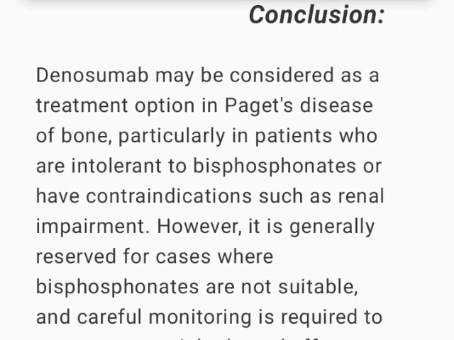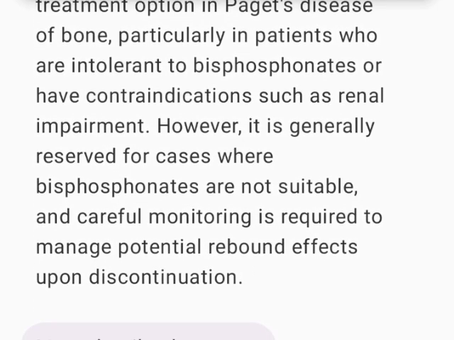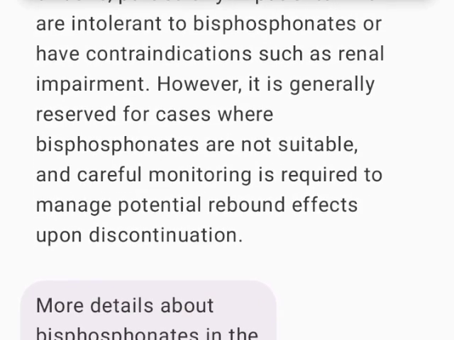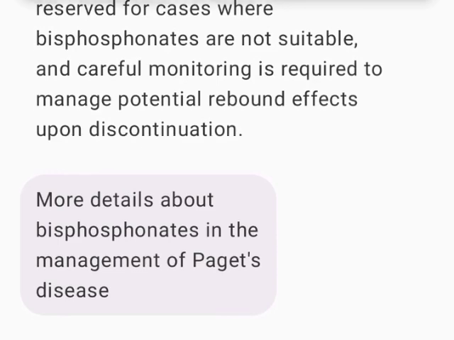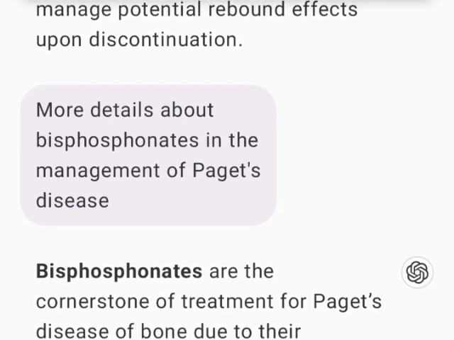Conclusion. Denosumab may be considered as a treatment option in Paget's disease of bone, particularly in patients who are intolerant to bisphosphonates or have contraindications such as renal impairment. However, it is generally reserved for cases where bisphosphonates are not suitable, and careful monitoring is required to manage potential rebound effects upon discontinuation.